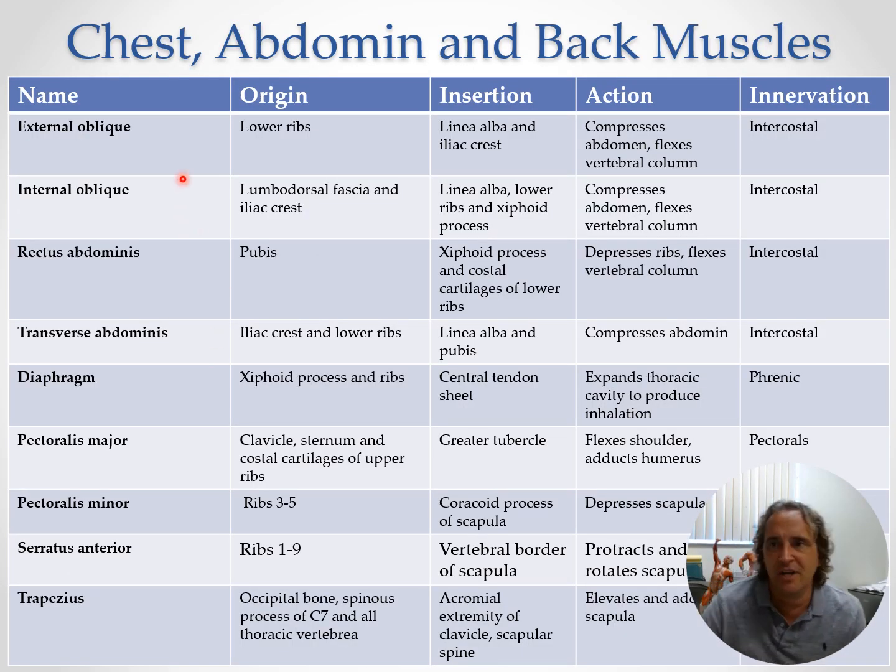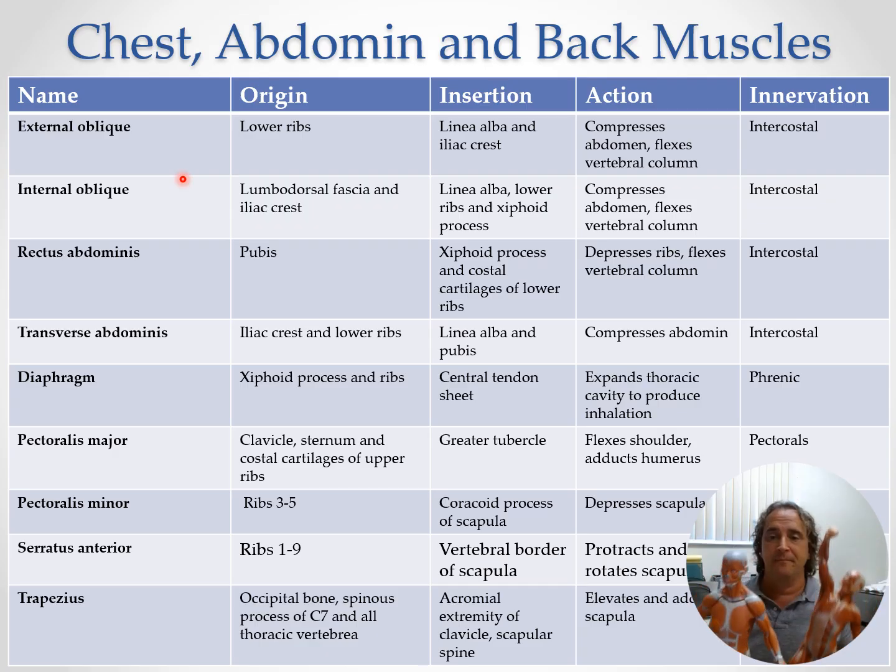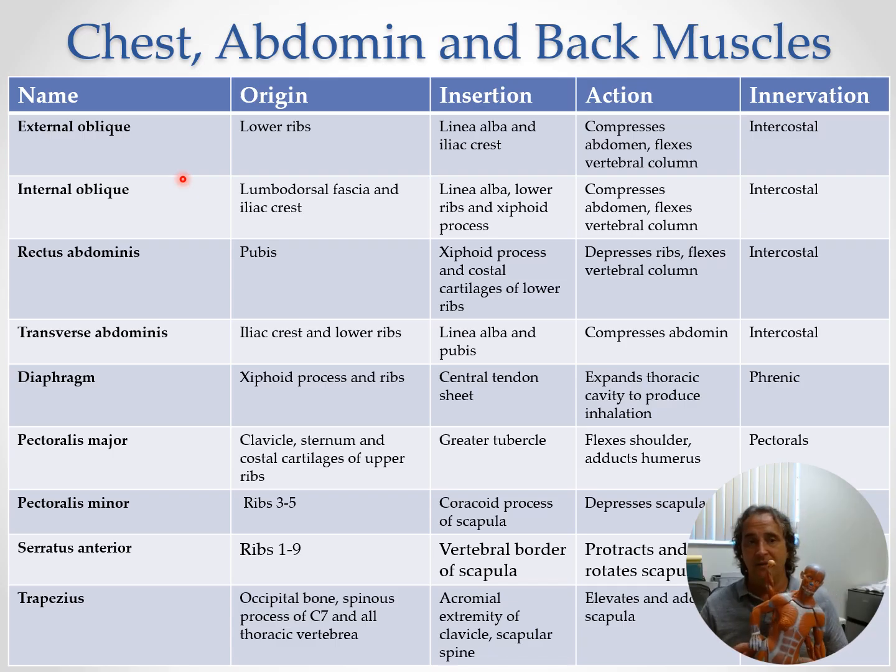So these, chest, abdomen, and back. Chest, abdomen, and back is kind of nice because you have the muscle man and muscle woman. So you have the external oblique. External oblique muscle is going to be the one that's just going to be on the outside. Internal oblique is going to be on the inside. Rectus abdominis is going to be running down your abs.